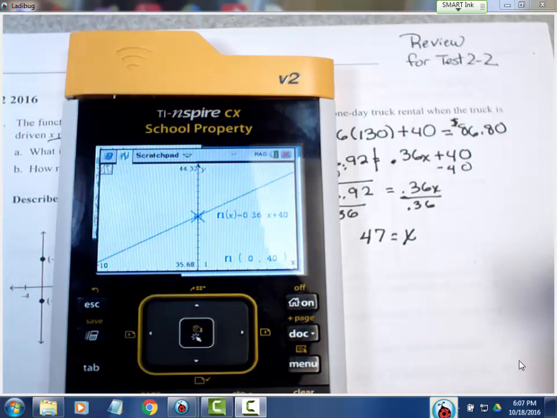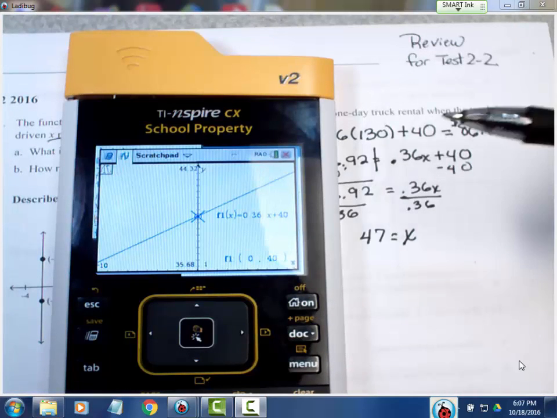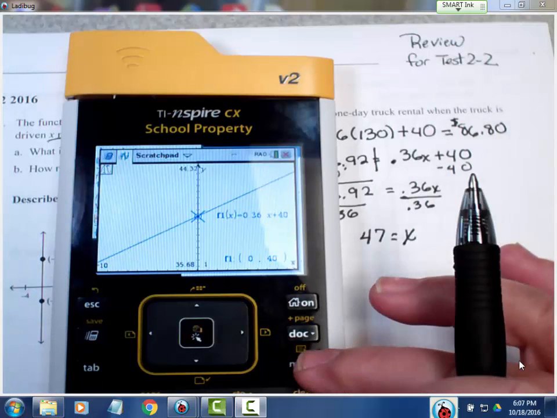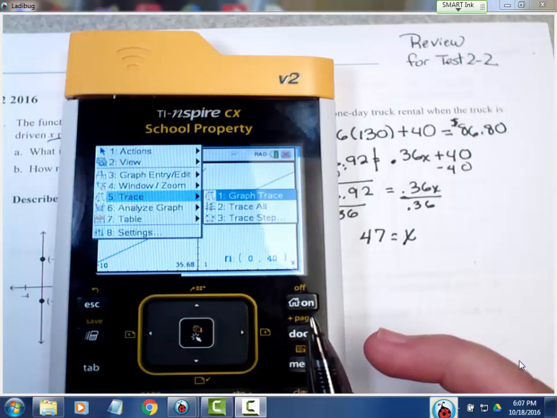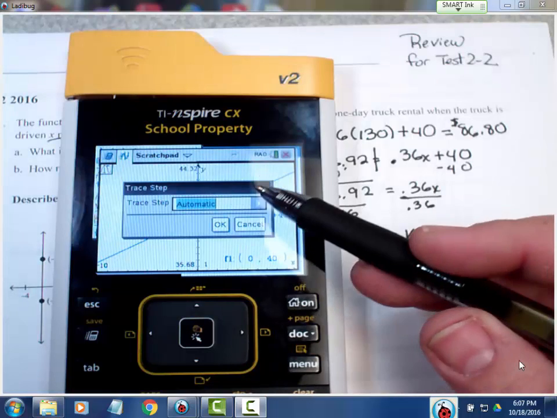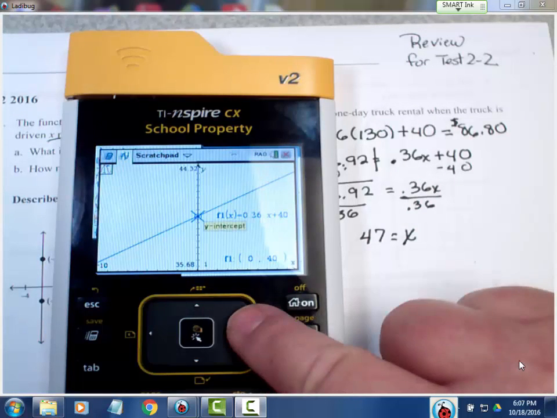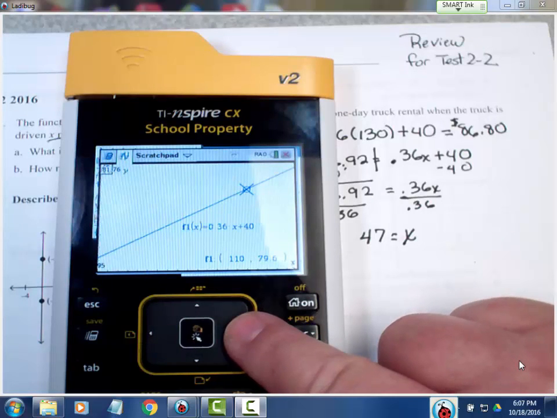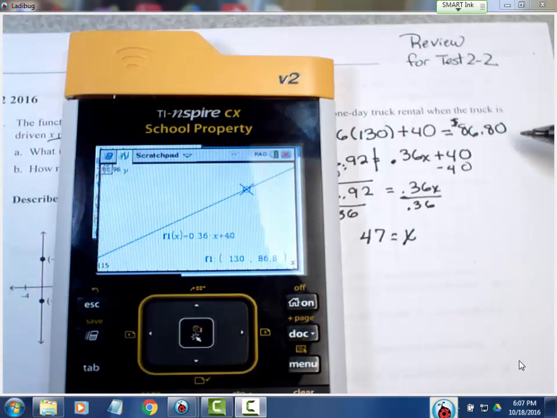Now the downside is you're starting right now at 0, and you would have to trace all the way till x is 130. So to avoid that, you can actually set your trace by pressing menu 5 3. And instead of letting the calculator decide, you could change that to say 10, and then you'll count by tens. And as you're jumping now, you're jumping by tens instead of by ones. And there you can see 130 is 86.80, which is what we said it would be.